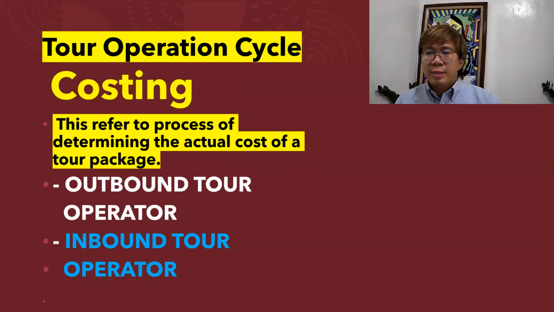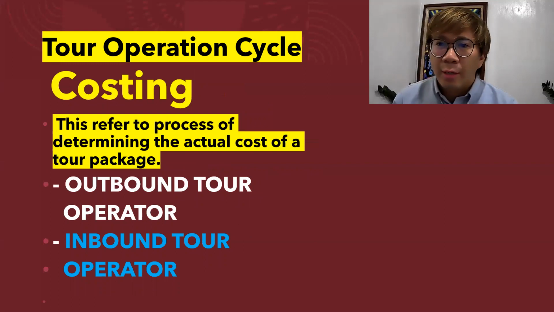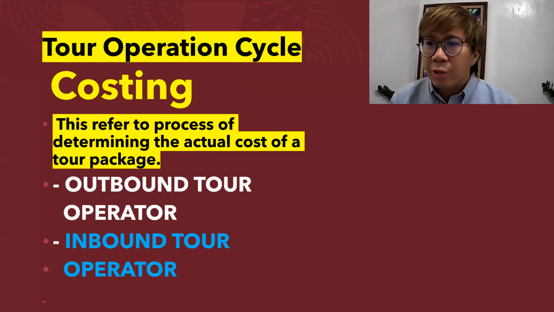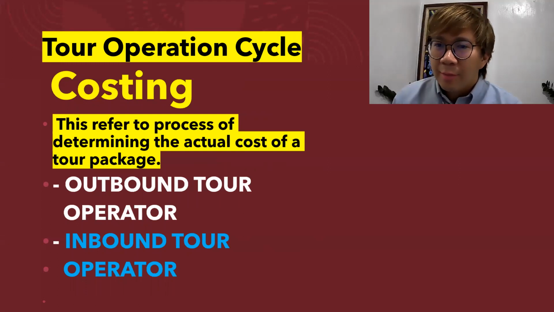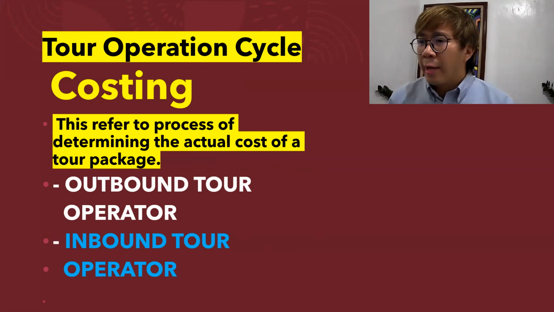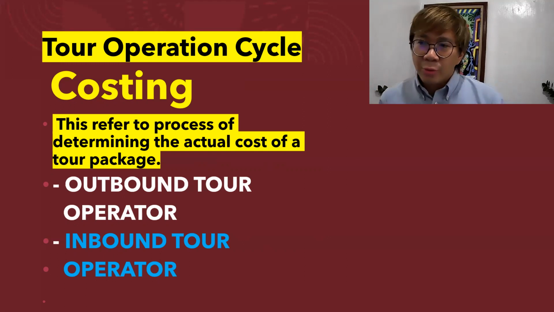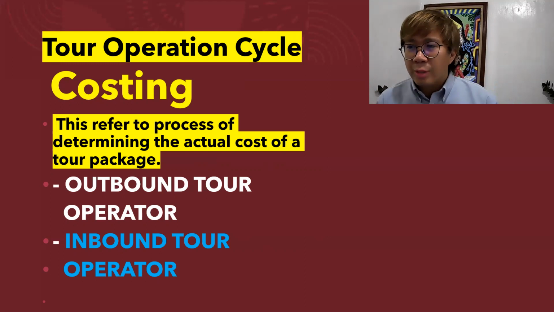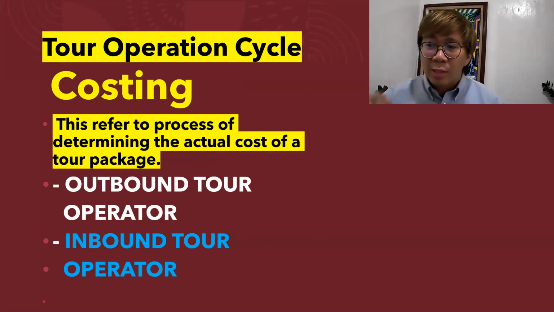Next. Costing. For the costing, of course, this is a process of determining the actual cost of the tour package. It is divided into two parts. So outbound tour operator, inbound tour operator. Again, we as the outbound tour operator, our costing are already pre-costed by our inbound tour operators. So for example, I'm going to have a tour sa Singapore. Of course, yung tour operator ko sa Singapore, na-costing niya na. Bibigay niya na sa akin siya as in term of proposal.